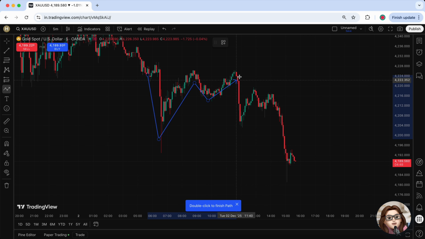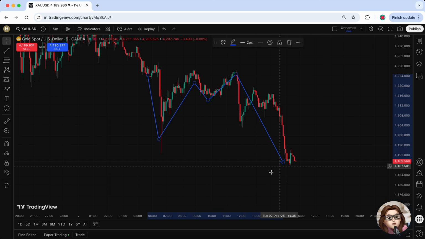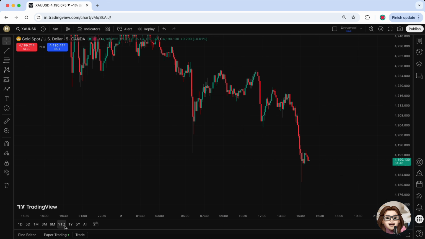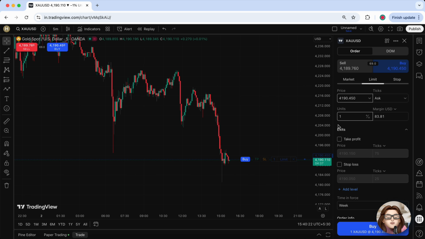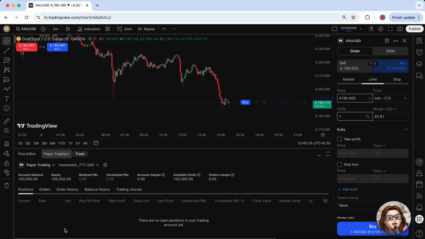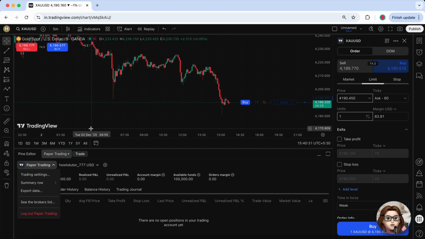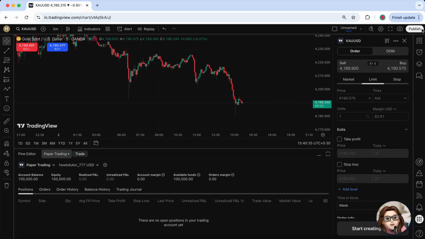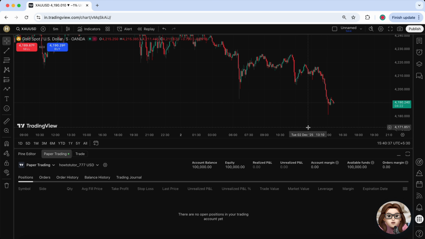Start by opening any chart on TradingView. Once your chart is ready, look toward the bottom of your screen and select the trading panel. This is where you access all trading options and connect to different brokers. For this demonstration, choose the paper trading option, then select Connect. Paper trading lets you practice safely without risking real money and helps you get comfortable before trading live.